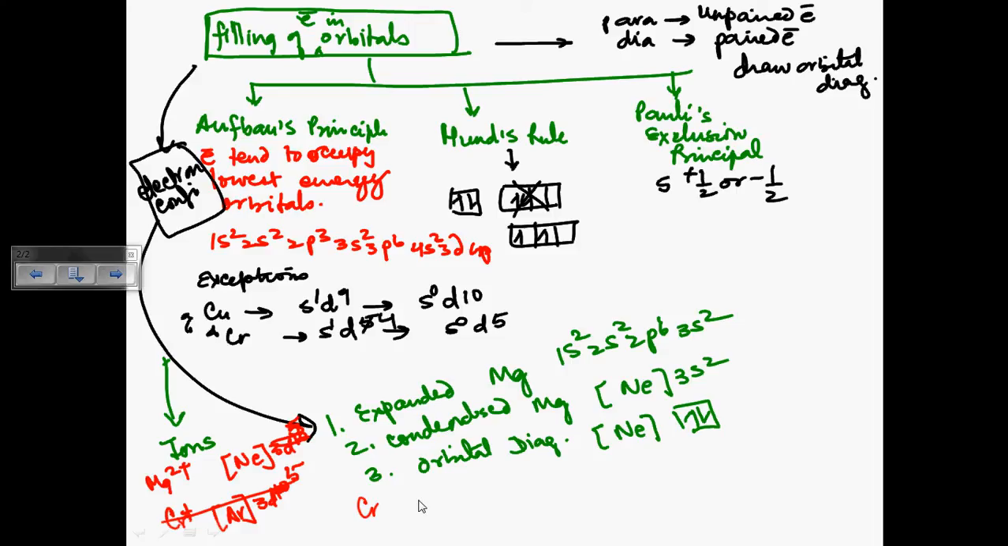Okay, so chromium is Ar 4s1 3d5. Cr+ will be Ar 3d5, not 4s1, because 4s1 gets lost. Remember, even though 3d is higher energy than 4s, 4s gets lost first because it's the outermost electron.